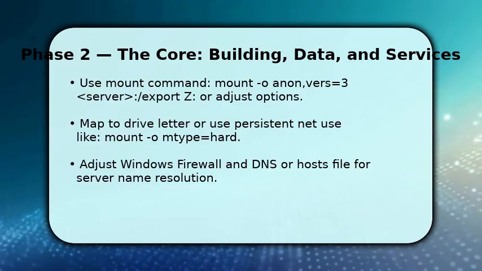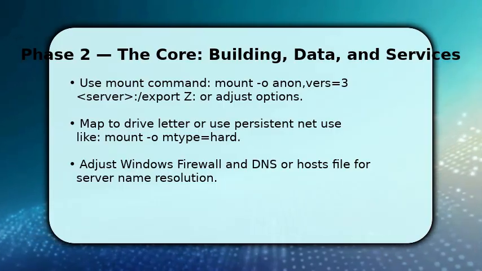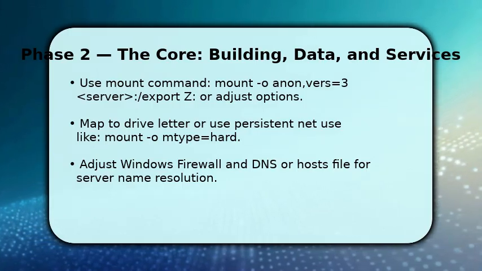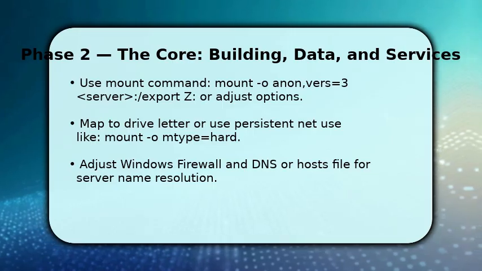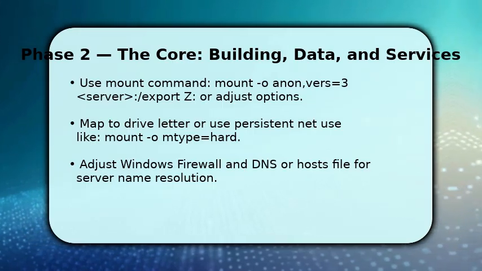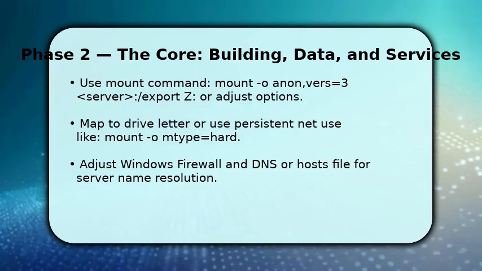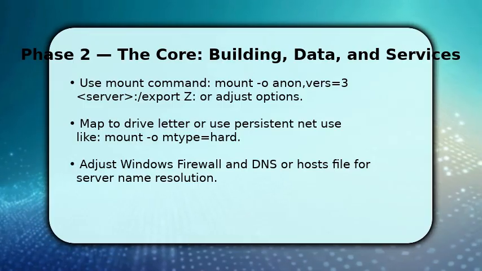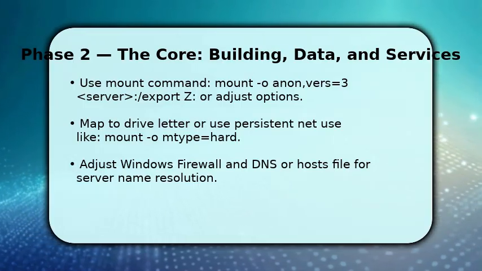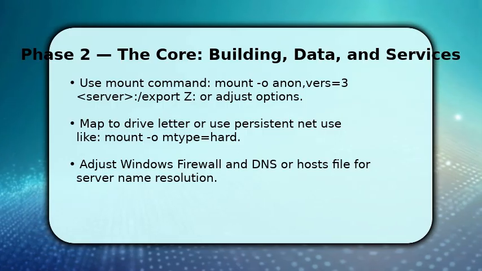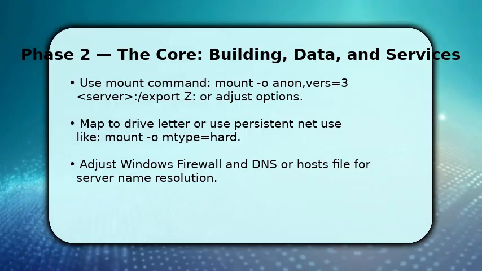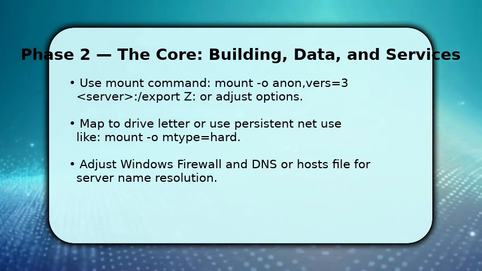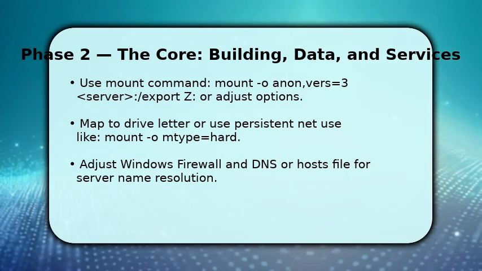Now you mount the share. From an elevated command prompt, pick a drive letter and run the mount command with options that match the server. Specify protocol version, anonymous or credentialed access, and mount type. For example, mount -o anon vers=3 server:/export Z:. If you need persistence, script the mount at logon or use a scheduled task. Make sure Windows firewall rules permit NFS traffic and verify name resolution. If necessary, add the server to your hosts file so Windows reaches the right address.